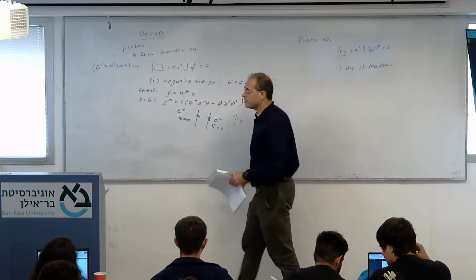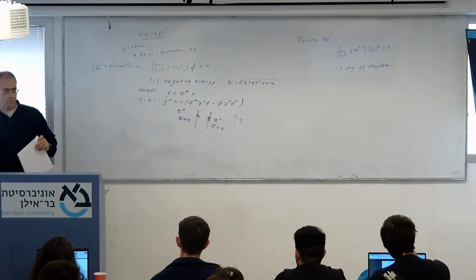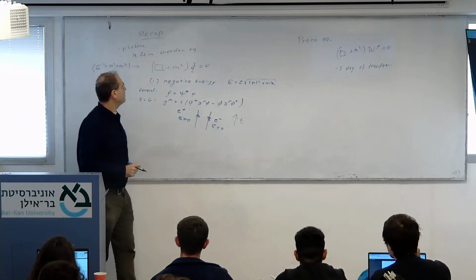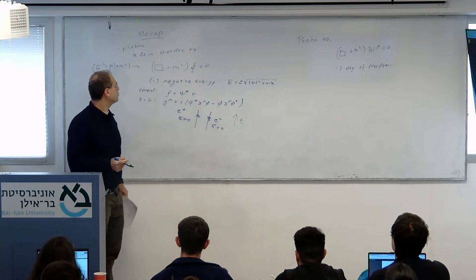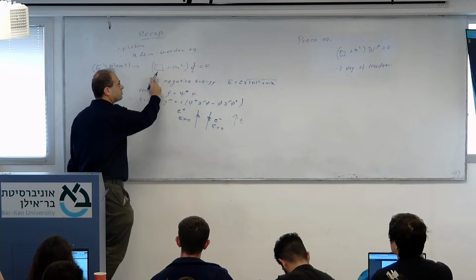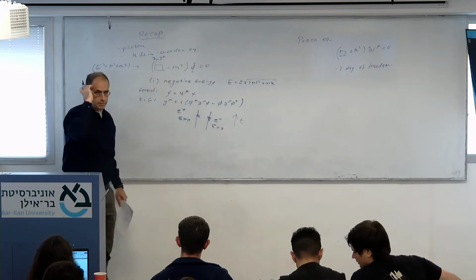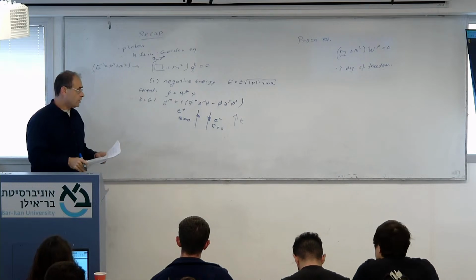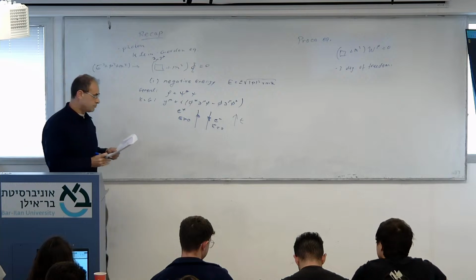And then we started to discuss Dirac, who tried to come up with a better solution to the relativistic Schrödinger's equation. This is a second order equation, right? We have 2 derivatives here, d mu, d mu. And Dirac asked whether maybe we can come up with an equation which will only be first order.